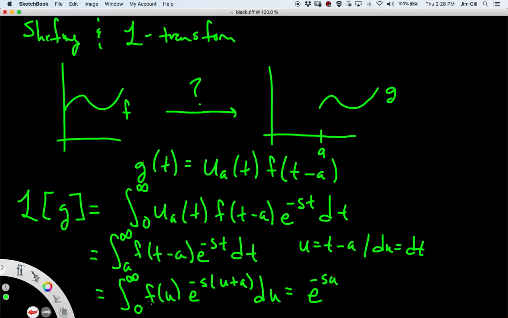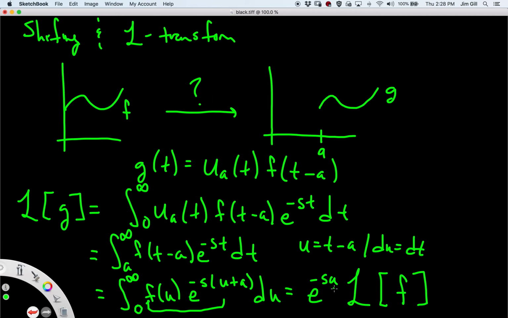When we do that, what remains? We have a function f times e to the minus su, integrated from 0 to infinity. That is just the Laplace transform of f in hiding. Right? So, when we time shift a function, the Laplace transform changes by being multiplied by e to the minus s times that time shift, a.